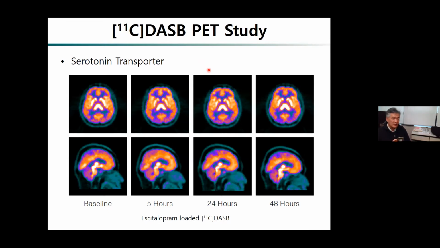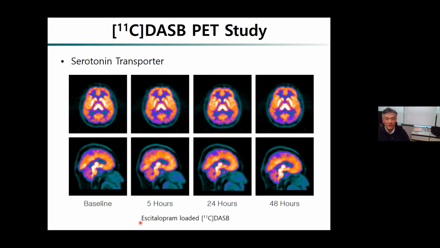C11-DASB is the serotonin transporter imaging. After the injection of the DASB, we tried to use escitalopram, an SSRI, as a competitor for C11-DASB, and we can calculate the binding potential of the DASB.